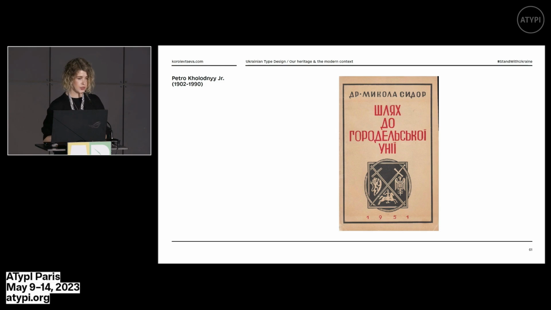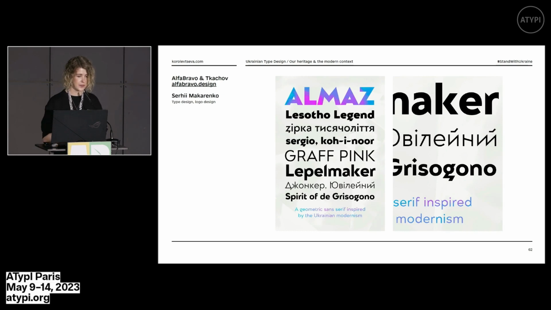Here is another work by Petro Holodny, and you can see the first letter D, and it's asymmetric, yeah, with one descender. And for example, this is the typeface called Almaz by Serhiy Makarenko. He is a part of Alpha Bravo Type Foundry, Ukrainian Type Foundry, and he created together with Kirill Tkachov this typeface, and also you can see this letter D with like asymmetric letter D.